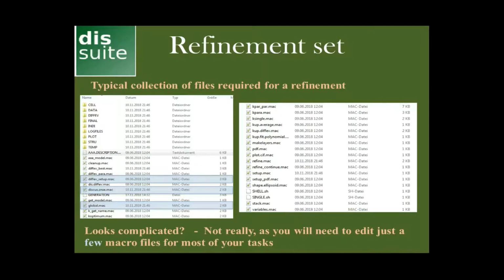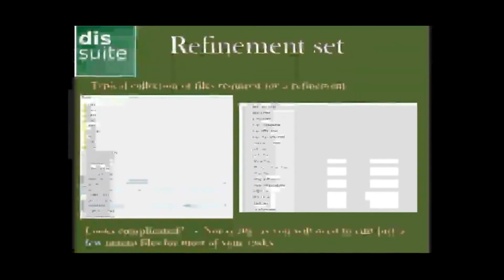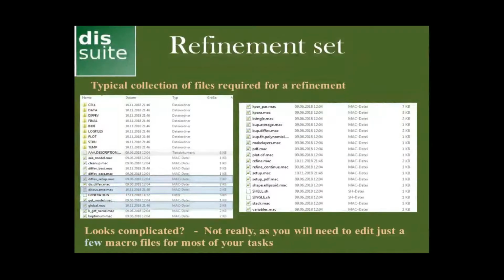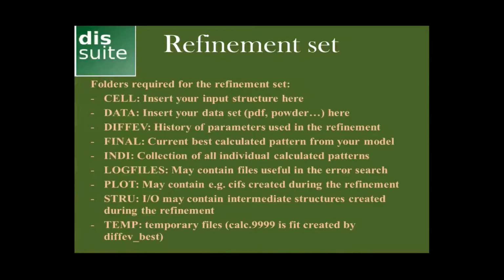So it's a set of macros and a few folders, and it looks quite complicated maybe on the first glance, but there are just a few main macros you really need to change when you want to change your structure, your model, and refine it against the dataset. So we'll look at all those folders and macros. So at first, the folders. We will mainly use two folders, the cell and the data folder.